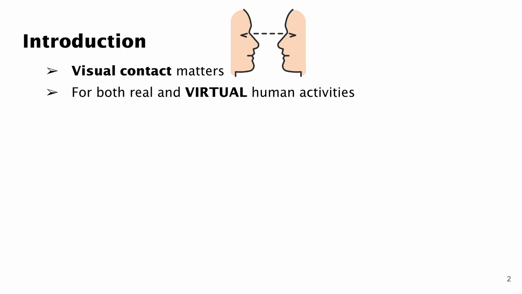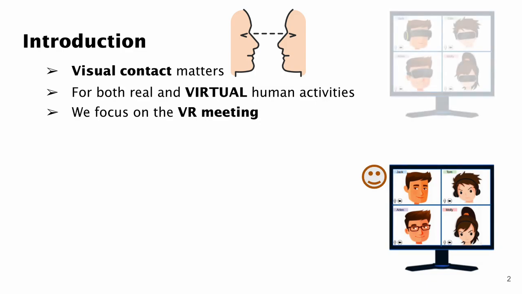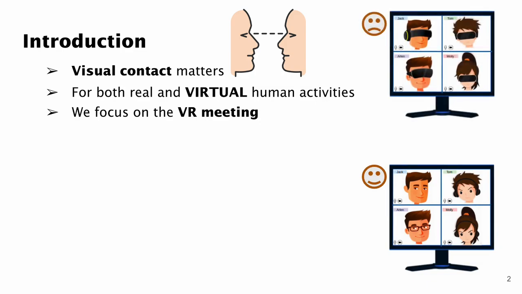In this work, we focus on the visual contact problem in the context of VR meetings, where people might wear the VR headset and have an online meeting. We might expect something like this. However, what we have is actually like this. The VR headset blocks the real appearance and the visual contact is gone. We don't like this. We want to see the complete faces.